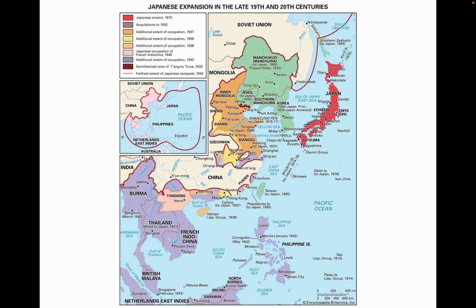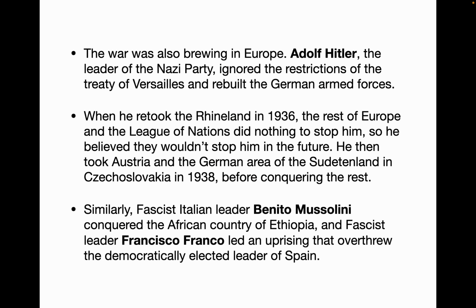You can see that green area right there is Manchuria, where they first invaded, but they also got the Koreas at that point. There was also war brewing in Europe. So Adolf Hitler, the leader of the not newly formed, but newly empowered Nazi Party in Germany, ignored the restrictions of the Treaty of Versailles and continued to rebuild their German armed forces. And he continued to expand.